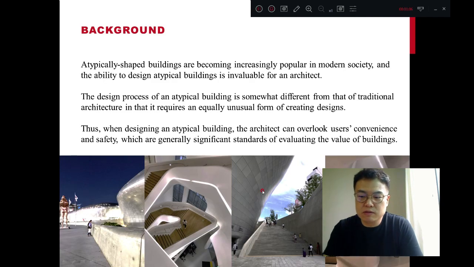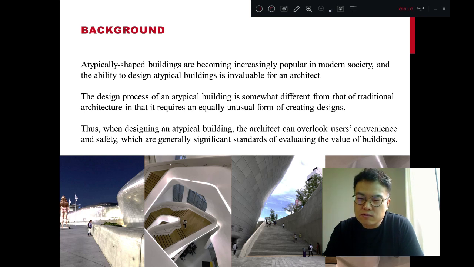The first is background. Atypical means not modern shape, not box shapes, not Euclidean shapes. So atypical shaped buildings are becoming increasingly popular in modern society, and that's why the ability to design an atypical building is very important for an architect.